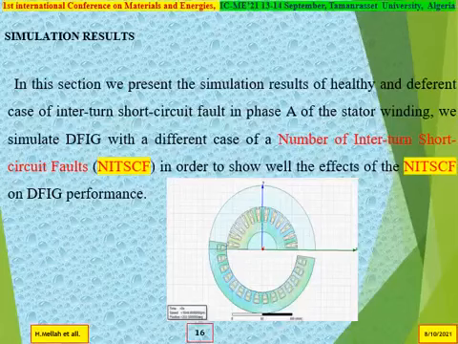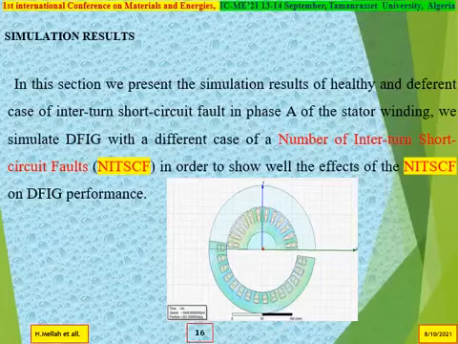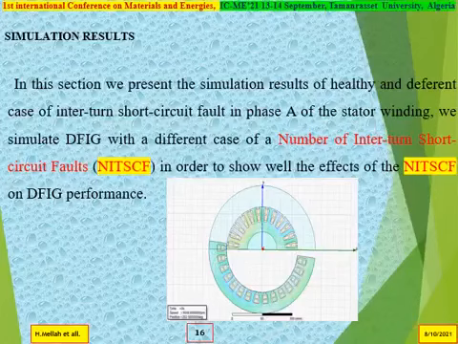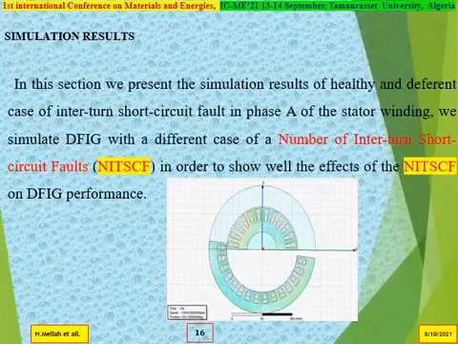The simulation results. In this section, we present the simulation results of the healthy case and different cases of interturn short circuit fault in phase A of the stator winding. We simulate the double fed induction generator with different numbers of interturn short circuit faults in order to show well the effect of the number of interturn short circuit faults on double fed induction generator performance.